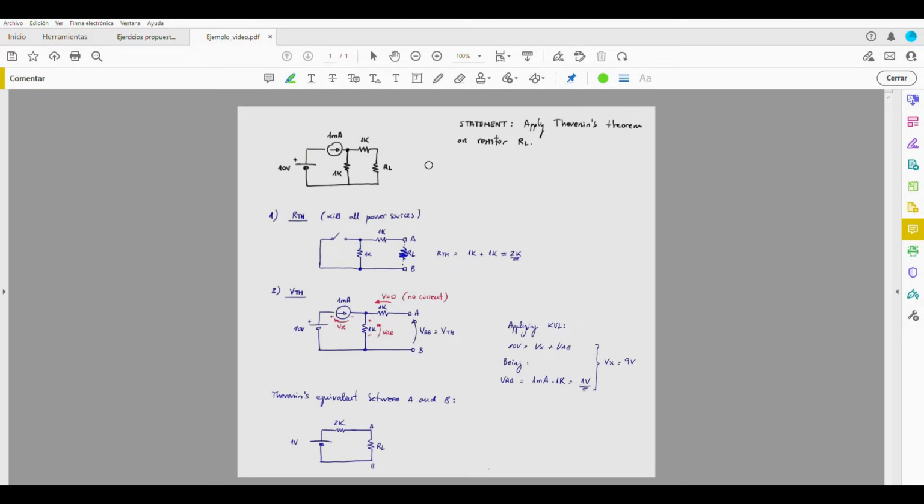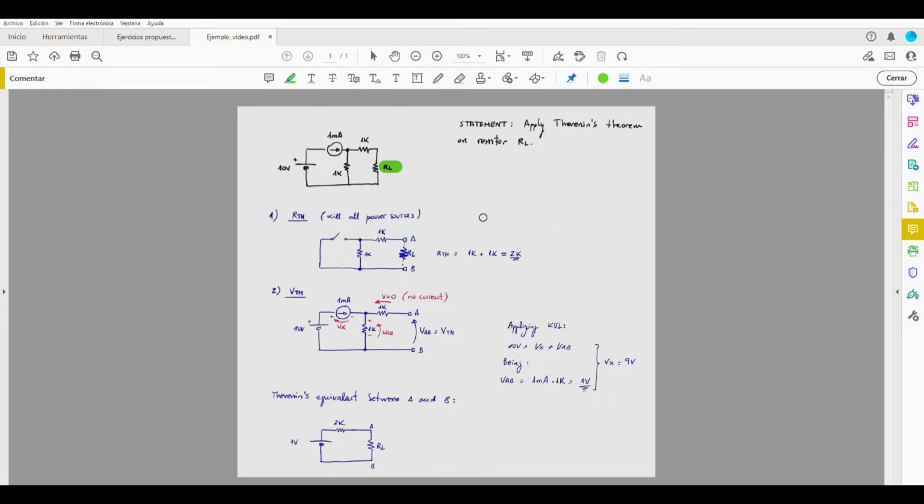Okay, so let's simulate what you should do for your homework tasks. This is one of the things you can do, but as I explained in the document I sent you by Virtual Campus, you can employ many other ways to make this video, okay? In this case, we are asked to apply Thevenin's theorem on resistor RL.